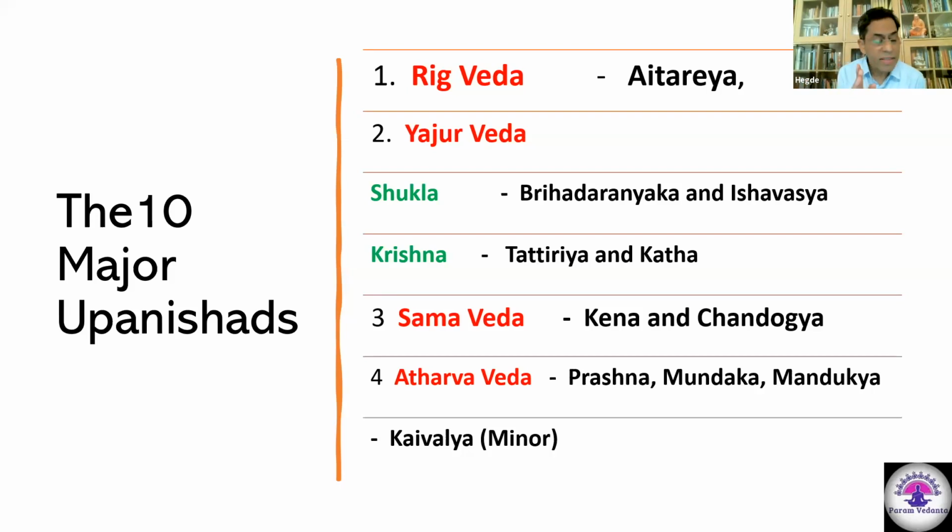Now, when we study the Shanti Patas, you will realize that each Veda, the Rig Veda, Yajur Veda, Sama Veda, and Atharva Veda, has a particular Shanti Pata, and the Shanti Pata is the same for all the Upanishads coming from the same Veda. For example, Kena and Chandogya will have the same Shanti Pata. Prashna, Mundaka, Mandukya, and Kaivalya will have the same Shanti Pata of the Atharva Veda. And if you will remember, Om Bhadram Karnebhih Shrunuyama Devah.